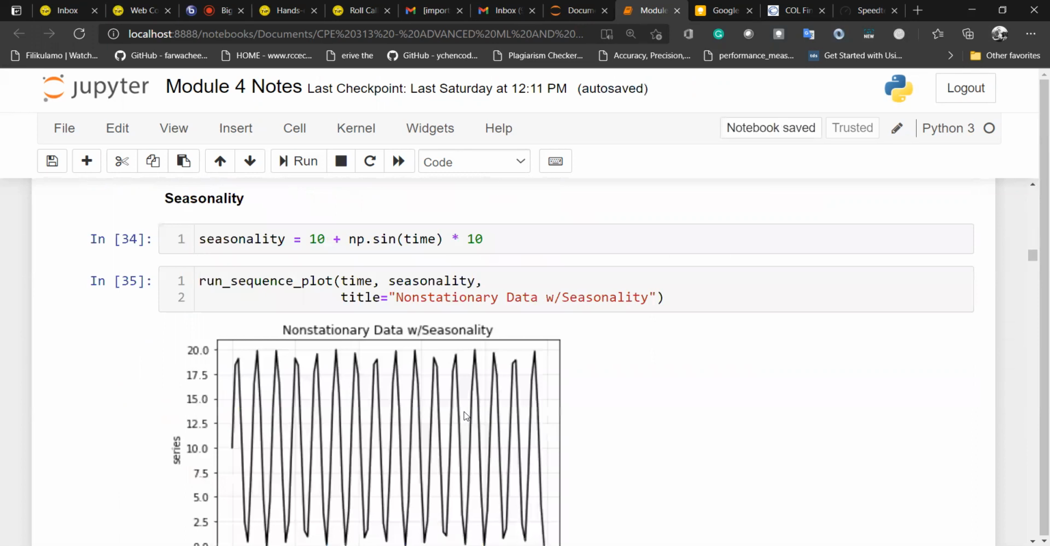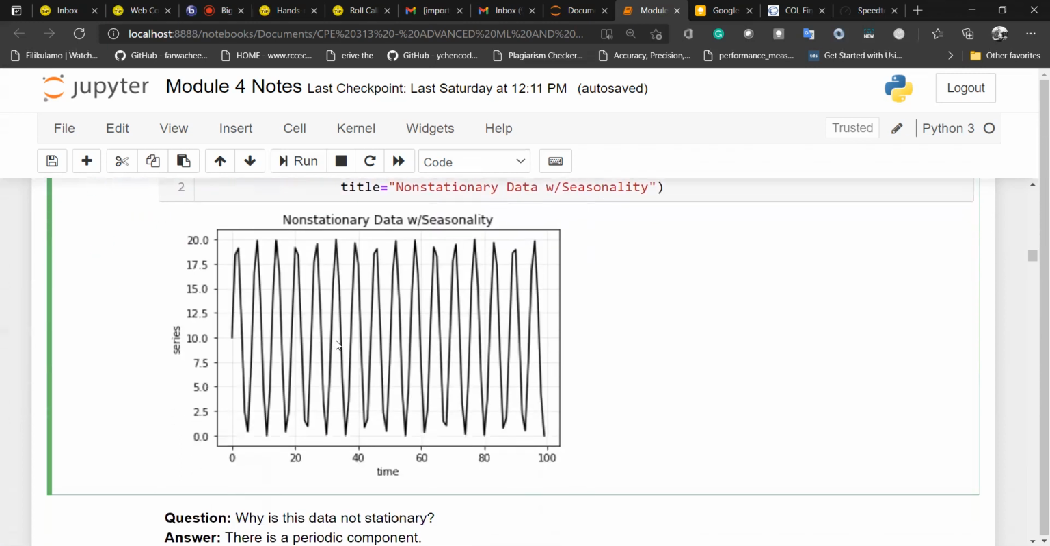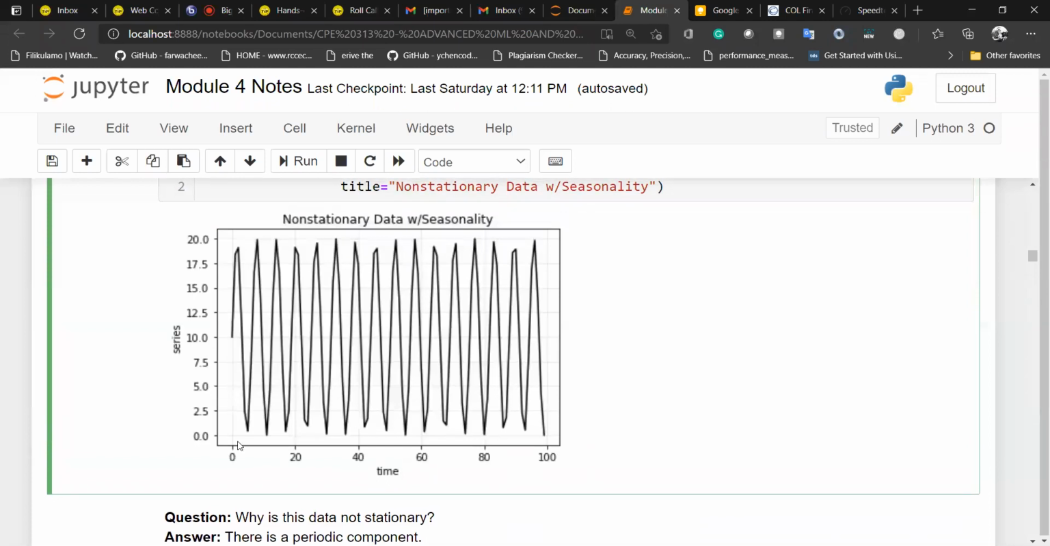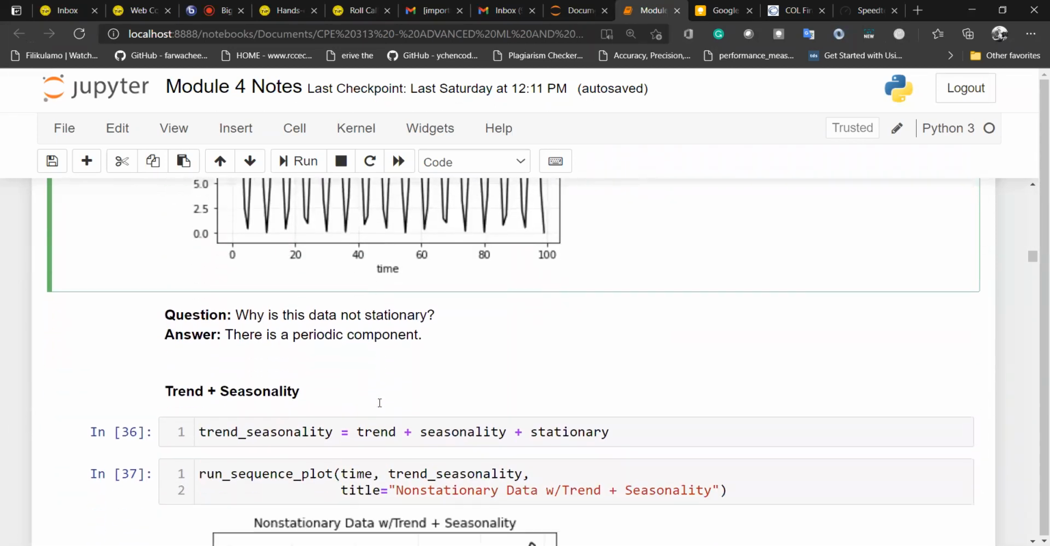So, how can we tell that a signal has seasonality? We can create a seasonality. We basically did this earlier so that we can create non-stationary data with seasonality. So how do we know that this data is not stationary? If there is a periodic component. You can see that each period has a component. Okay? So it changes. So it's not stationary. So it changes over time. So basically, that is what it means.